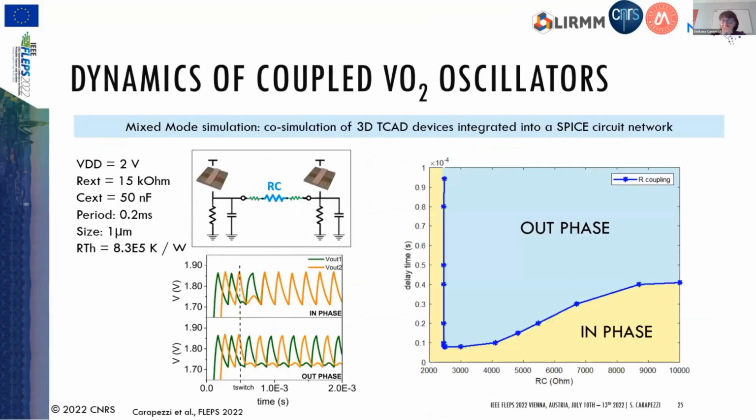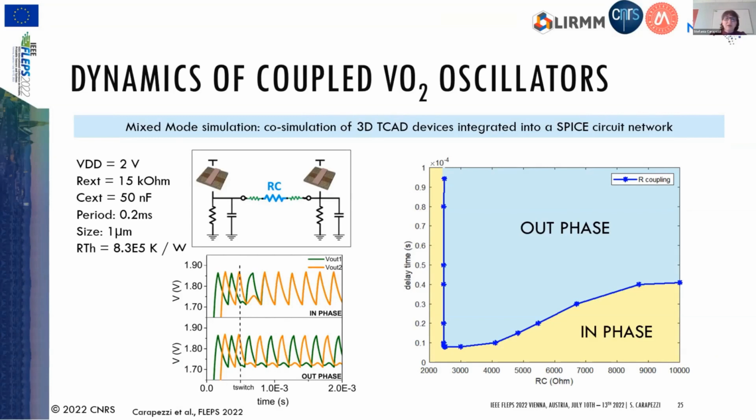And as a last example of possible application of the simulation tools, as I mentioned, the application of the TCAD mixed mode. So in this case, I am simulating a system of coupled oscillators, which is the simplest ONN circuit that you can imagine. And as a coupling element, I have used a simple resistance. And in these two plots under the circuit schematics, you can see an example of the working of this device.